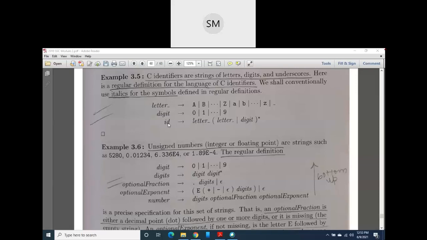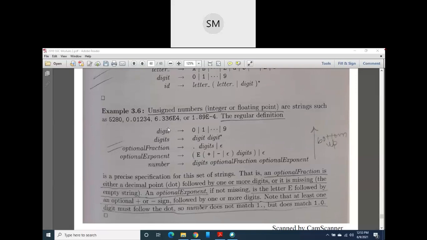Now let us see one more example. You will understand better since one example is not enough. Here we are going to write the regular expression for numbers. A number may be an integer number or a floating point number.